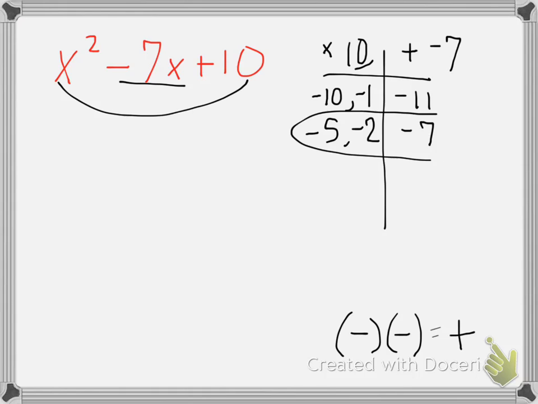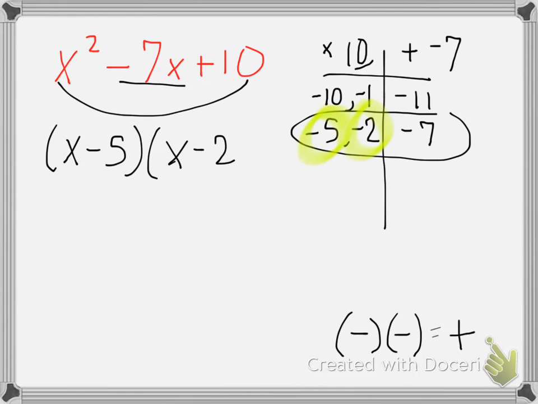If you're not really good at adding negatives, especially if one's positive and one's negative, make sure you're using your calculator to double check yourself. Okay, so I know that the two numbers that work, our magic numbers, are -5 and -2. So I can just put them right in: x minus 5, x minus 2.